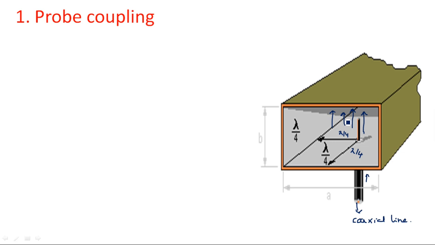Why not magnetic field? Because the electric field is always perpendicular to the direction of propagation. Suppose you are taking the waveguide from the side view. This is the place where the probe is inserted. Now when the current is passing through this one, the electric field will be released in this way. This is the actual direction of the electric field, either in the upward direction or in the downward direction.